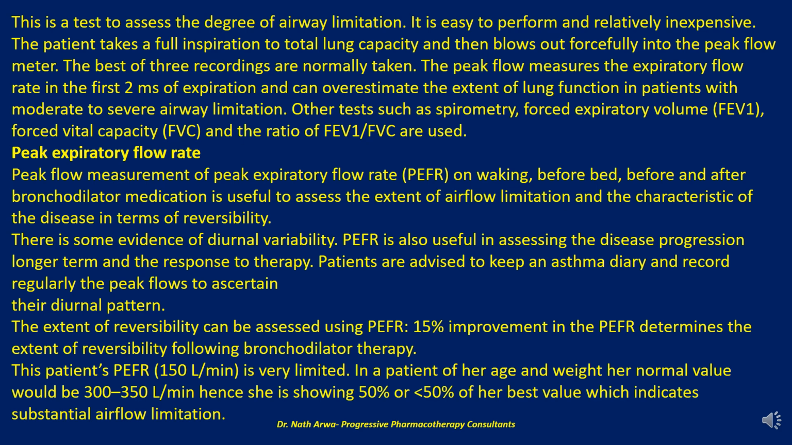The extent of reversibility can be assessed using peak expiratory flow rate. A 15% improvement in the peak expiratory flow rate determines the extent of reversibility following bronchodilator therapy. This patient's peak expiratory flow rate of 150 liters per minute is very limited. In a patient of her age and weight, her normal value would be 300 to 350 liters per minute, hence she is showing 50% or less than 50% of her best value, which indicates substantial airflow limitation.